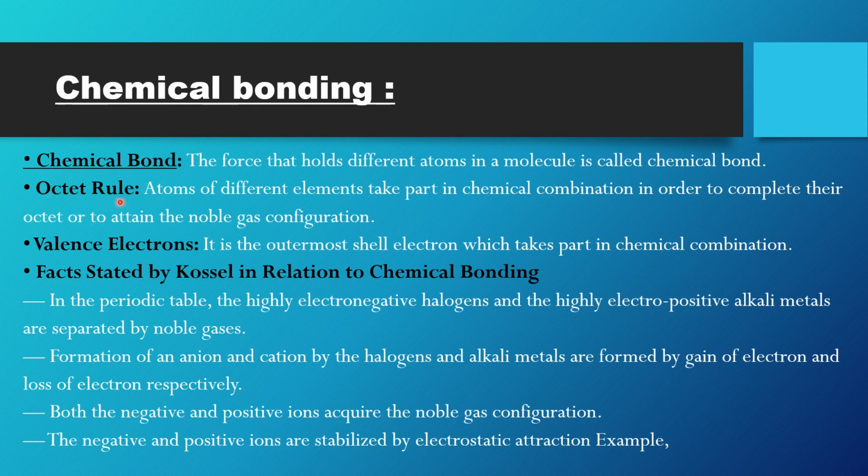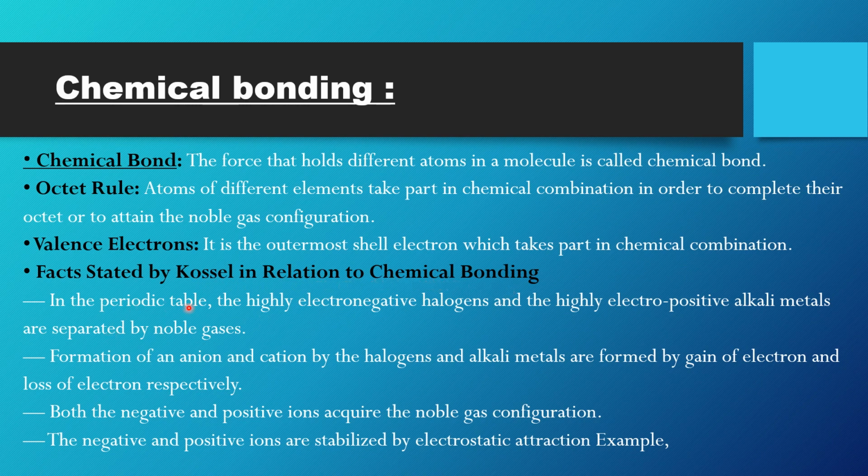So there will be a sharing of electrons between the atoms by forming a chemical bond, so that both are in octet form. This is the rule. Valence electrons, as I told, are the outermost shell electrons which take part in a chemical combination. Also, atoms having 8 electrons in their outermost shell are stable and chemically inert. They can acquire electrons in the outermost shell in two ways, by losing or by sharing electrons.